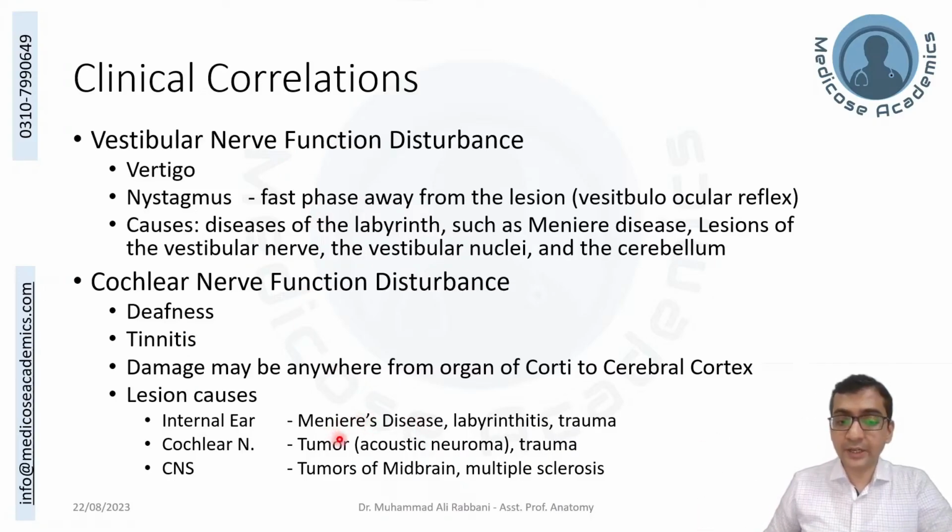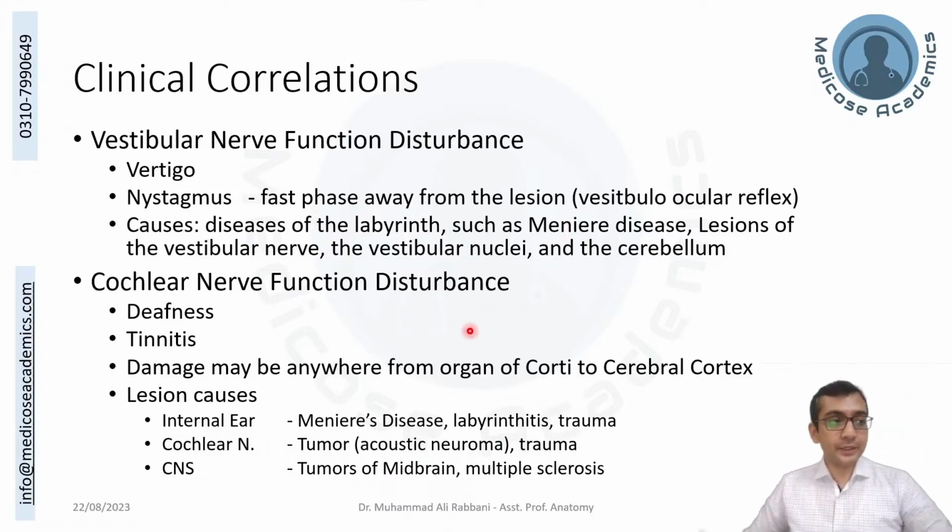The inner ear will be affected in Meniere's disease, labyrinthitis, that is the inflammation of that, trauma, injury, congenital absence, congenital issues, and tumors that can affect the cochlear nuclei, especially acoustic neuroma, also known as schwannoma. And then there are tumors of the midbrain, and multiple sclerosis that may affect those areas.